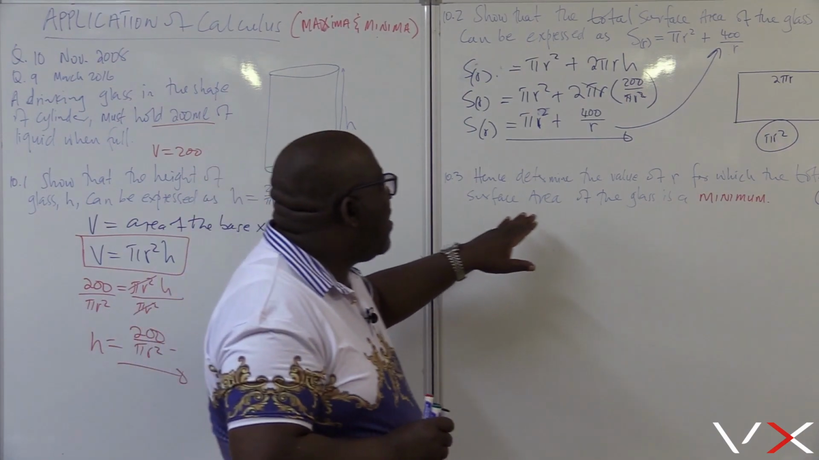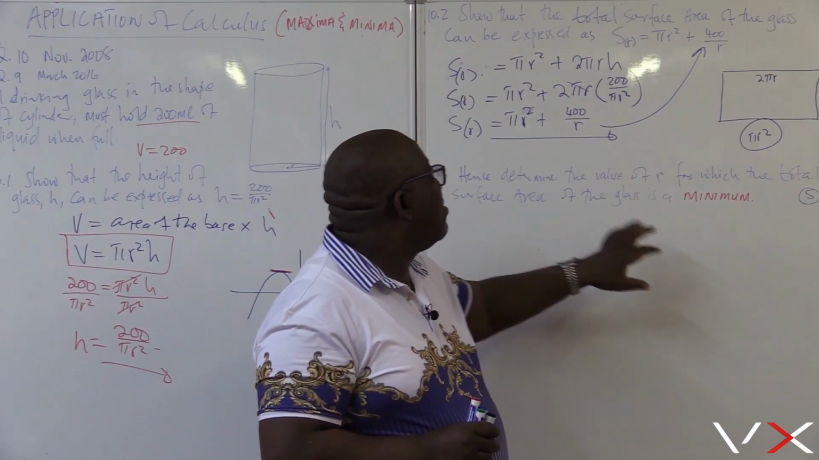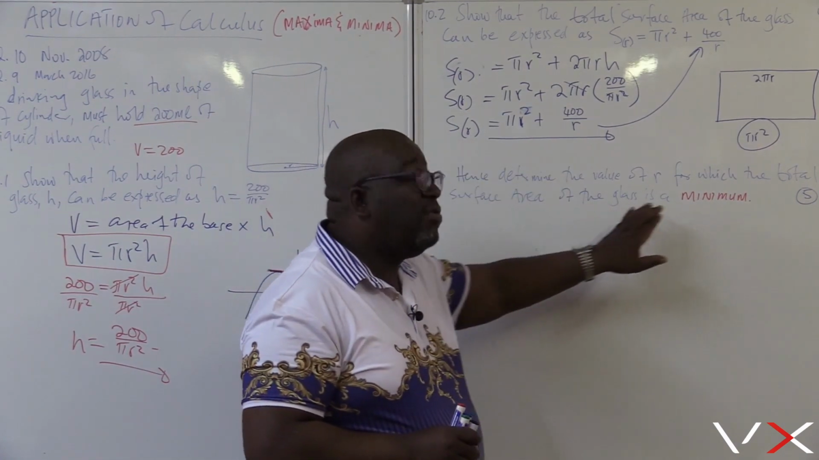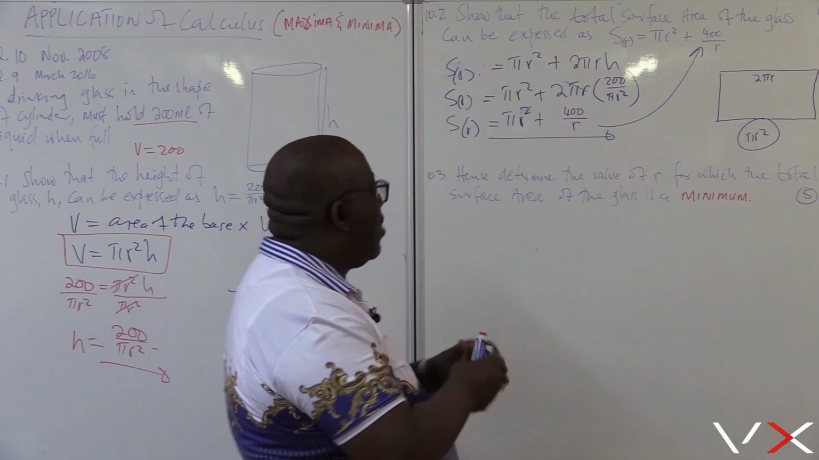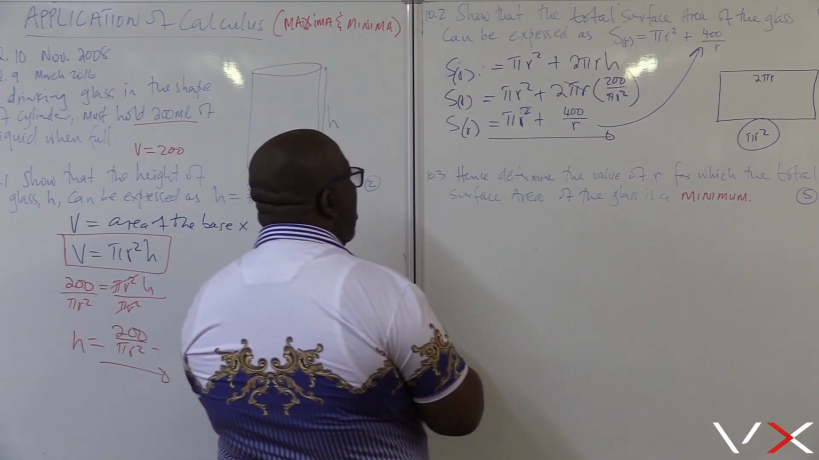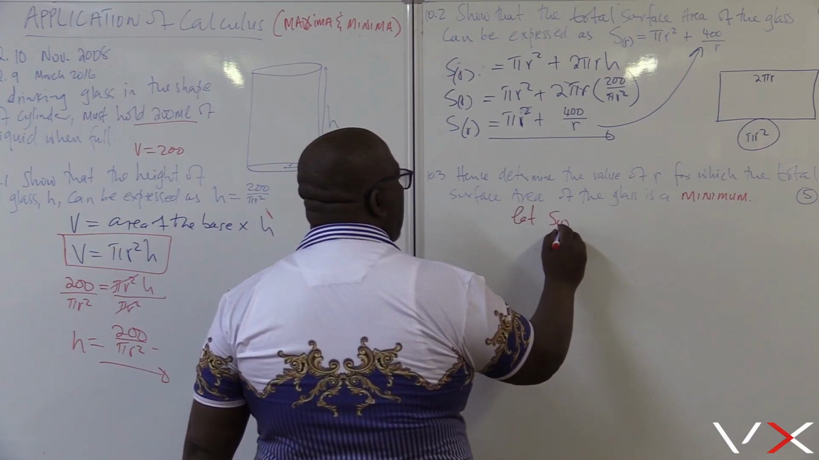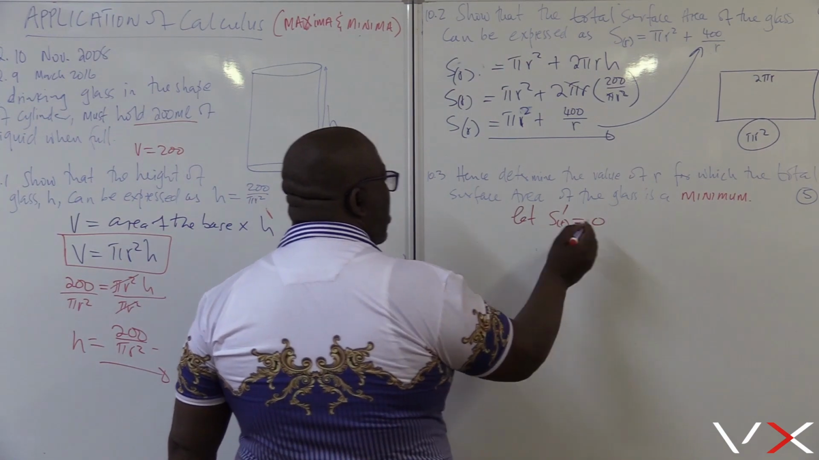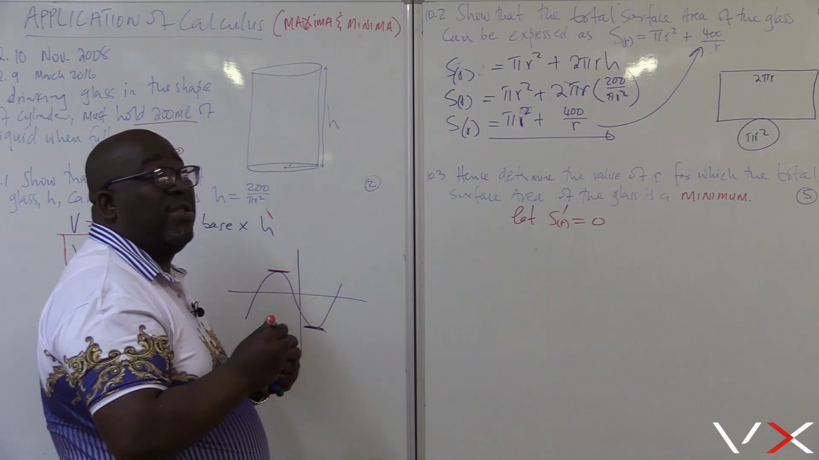So hence, determine the value of r for which the total surface area of a glass is maximum. This is the surface area. They say now it is a minimum. So at minimum or maximum, you let your derivative be equal to 0. So for minimum, we're going to let s prime be equal to 0, because there is no gradient at minimum or at maximum.